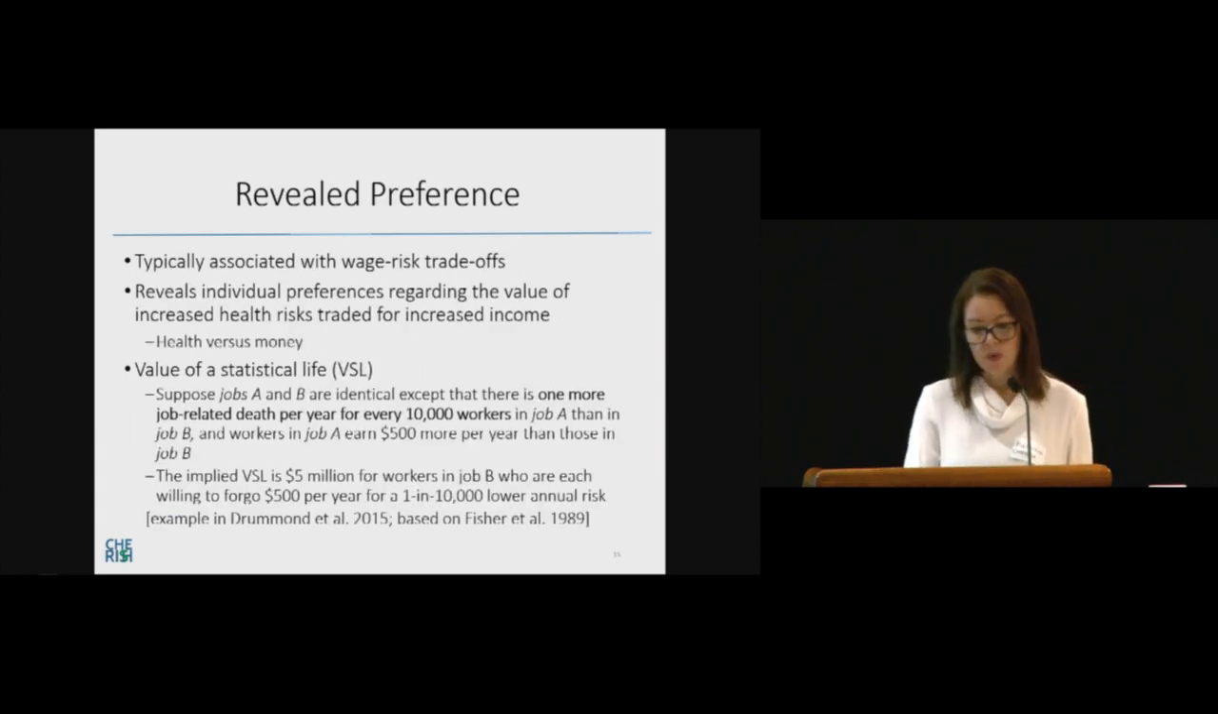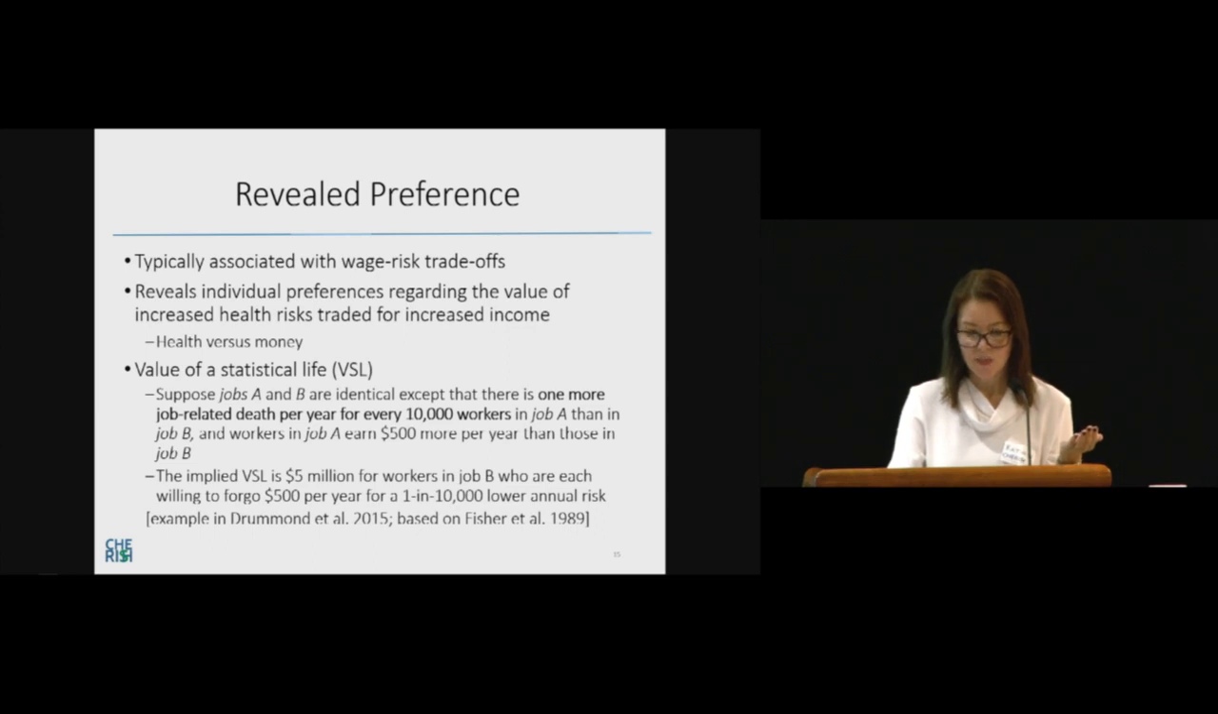So revealed preference, this is an interesting area where you can actually look at some of the decisions or choices people make. It is related to wages, but thinking a little more about people accepting higher risk jobs for higher pay. And so this is understanding the trade-off between health and money. There are several analyses in this area that will estimate the value of a statistical life.